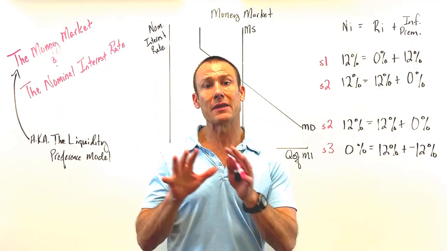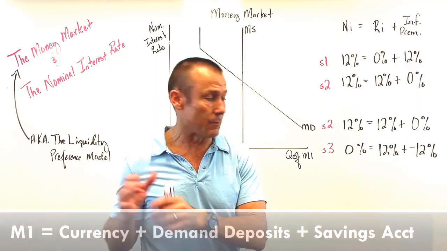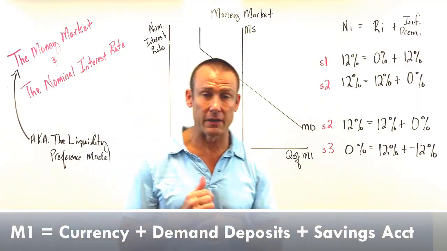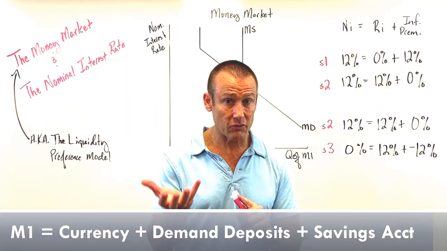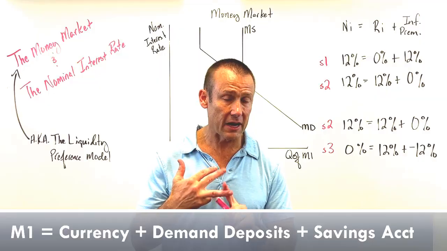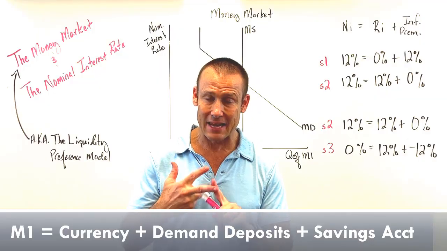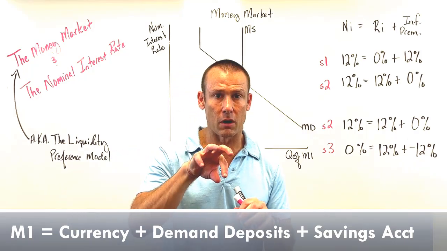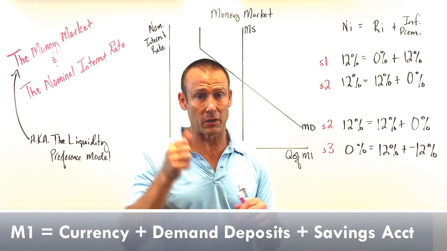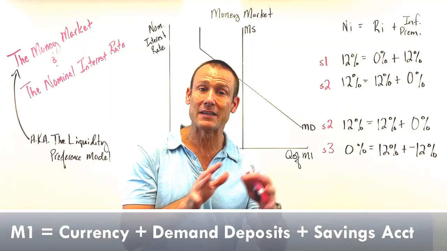When you hold your wealth in liquid form, that means basically as M1. You can see the M1 right there. Now, what is M1? M1 is currency, just holding it as currency, or in your checking account, a demand deposit, or in your savings account. Now, the savings account has made things a little bit more difficult to talk about when it comes to the money market and the nominal interest rate.